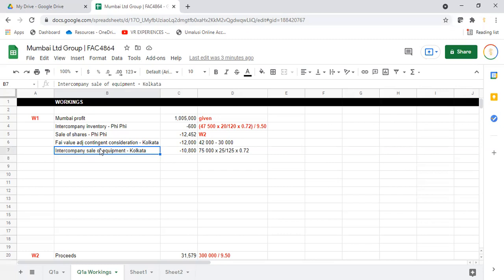Because the sale originated from Mumbai, the entire transaction is adjusted against Mumbai's profits. The other way is true as well. If the transaction originated in Kolkata, then the entire transaction adjustment will be against the profits of Kolkata. So although Kolkata's depreciation is overstated, we don't impact Kolkata's profits. We're going to impact the profits of Mumbai. Okay, so just be aware of that.